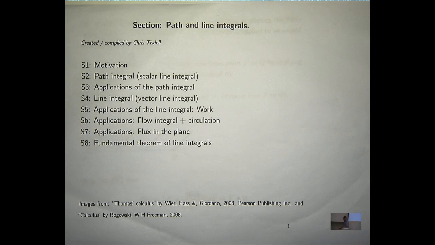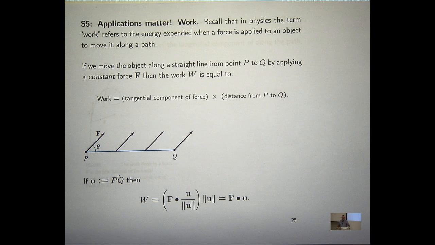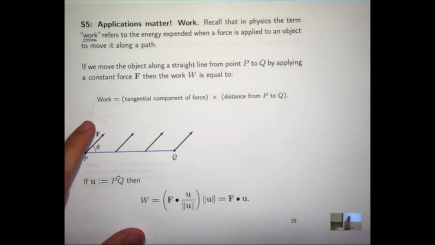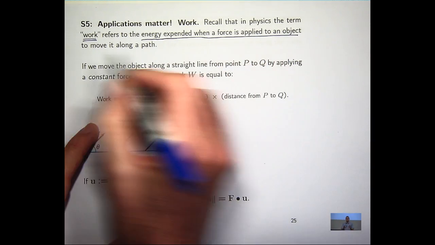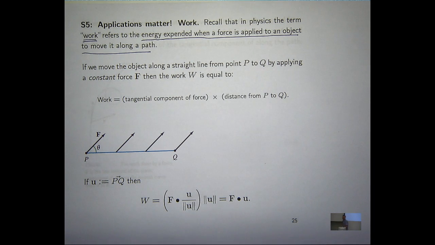So the first application we're going to look at is so-called work. I would expect quite a lot of you to have seen the idea of work before, but let me just refresh your memory because you may not have studied any physics. That's not a big deal if you haven't, okay? When we talk about work, we talk about the energy expended when a force is applied to move an object along a path, a curve.